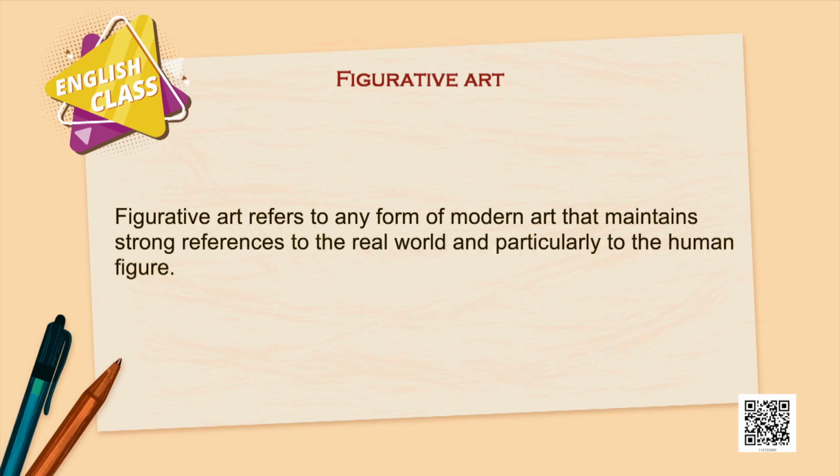A Western figurative painting presents an actual view, which is realistic. The European painter wants you to borrow his eyes. That is, you should be able to look at a particular landscape exactly as he saw it, from a specific angle or point of view. So figurative art refers to any form of modern art that maintains strong references to the real world and particularly to the human figure. Now, what do we understand by conceptual space?